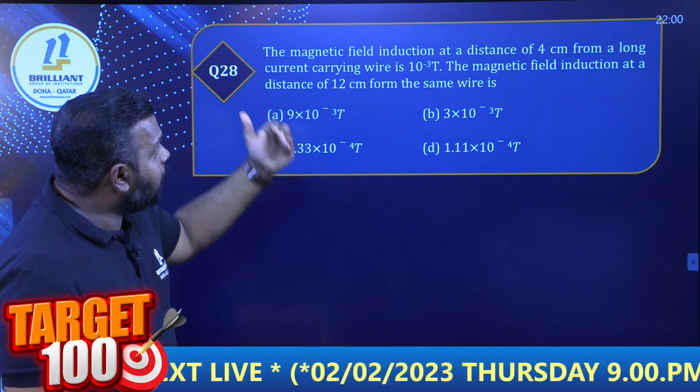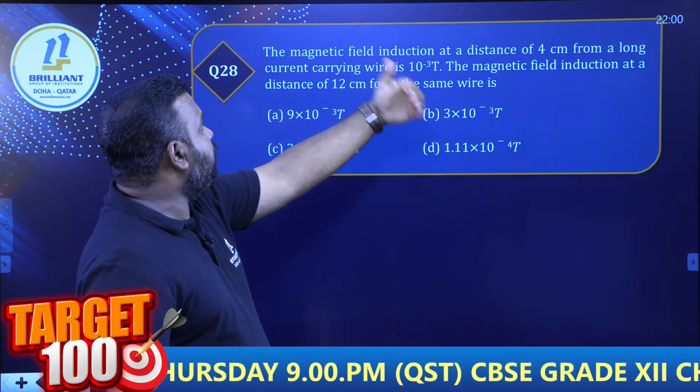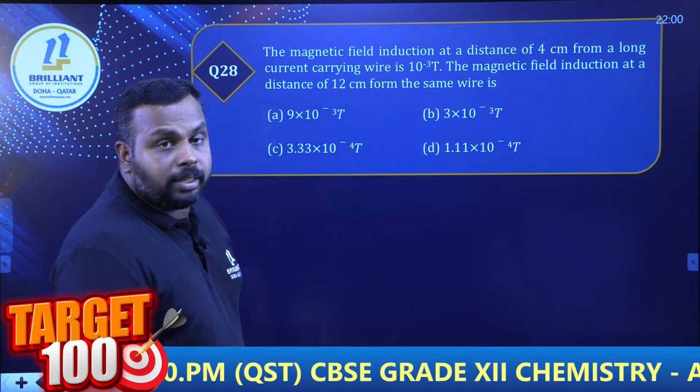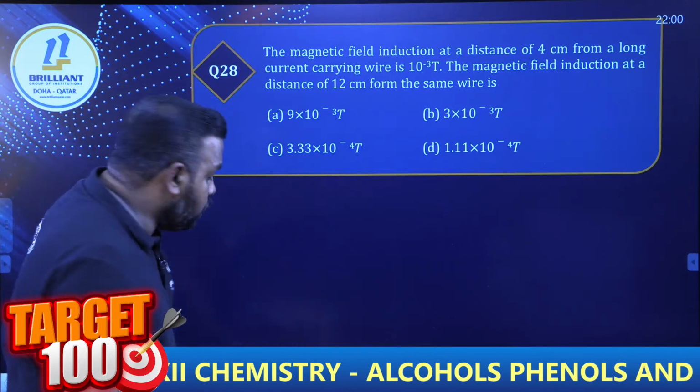Read the question, understand it. Magnetic field induction, that means field intensity only, at a distance of 4 cm from a long current carrying wire is 10 raised to minus 3. So recall the formula. Magnetic field due to a straight conductor.